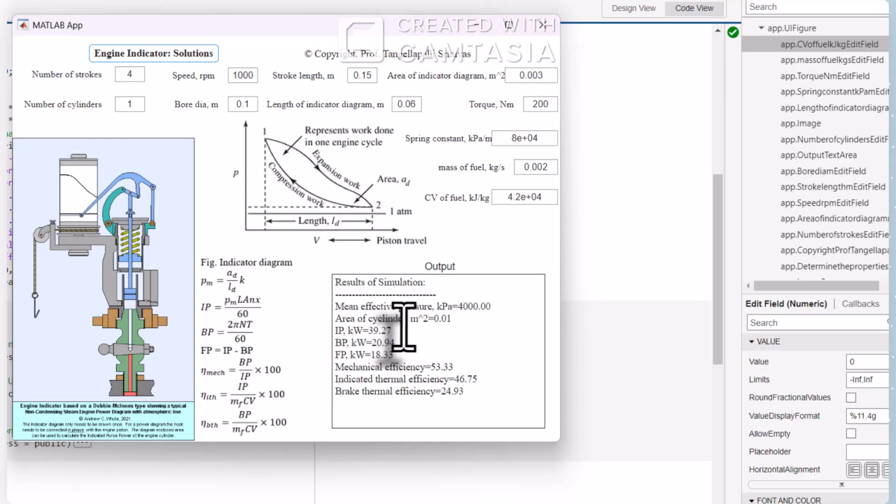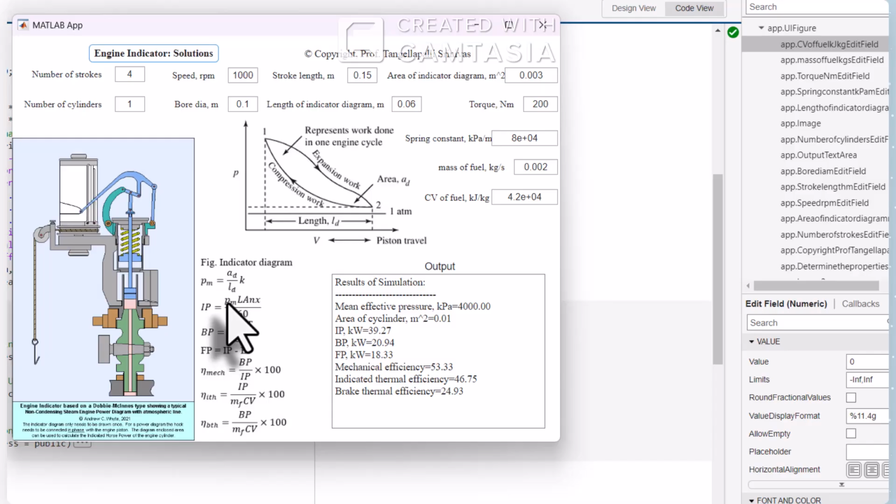Area of the cylinder, that's pi/4 d square, is 0.01 meter square. Indicated power is calculated from PLAN by 60. The first is the mean effective pressure, which is area of the indicator diagram by length of the diagram into spring constant. If the spring constant is taken in kilopascal per meter, the mean effective pressure can be calculated in kilopascal, that's 4,000.